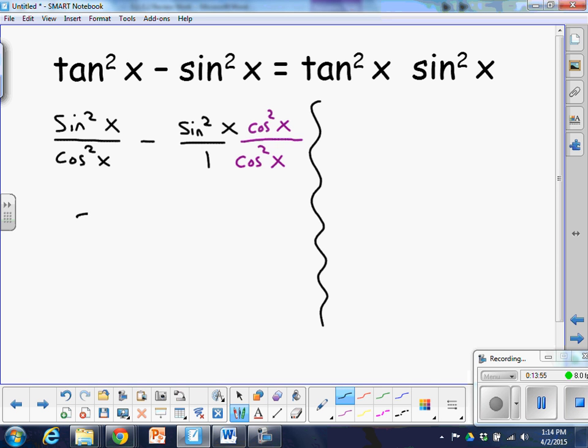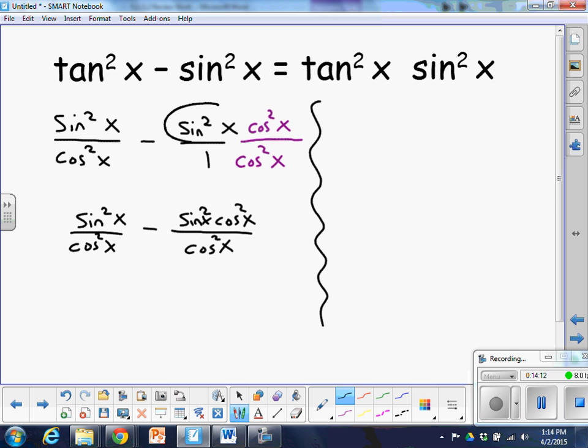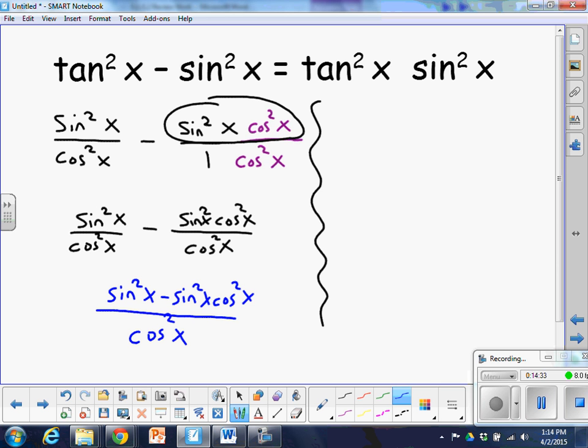Okay, so we'd have sine squared x over cosine squared x minus sine squared cosine squared. Should be writing those x's in there. All over cosine squared x. Okay, so that was just multiplying these two together. There's nothing else we can do, we just have to write them next to each other. But this now at least allows us to write it as one big combined fraction. Sine squared x minus sine squared x cosine squared x, and they both have the same denominator.